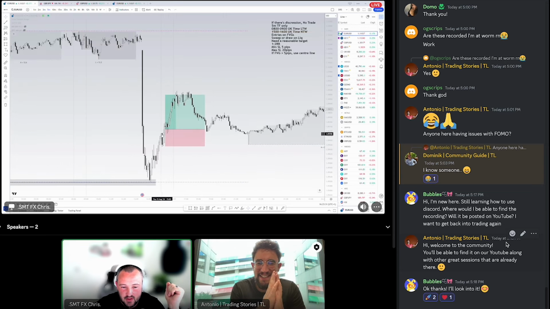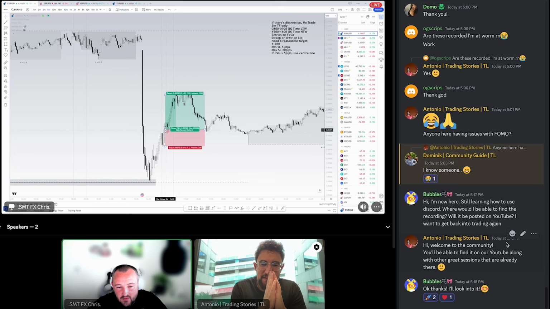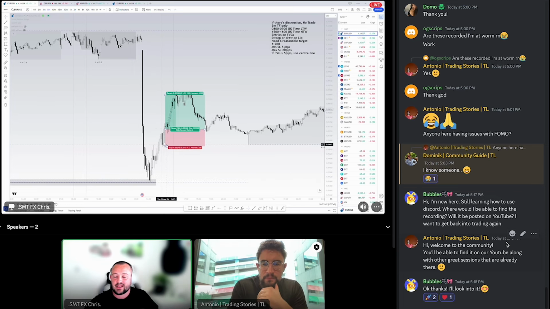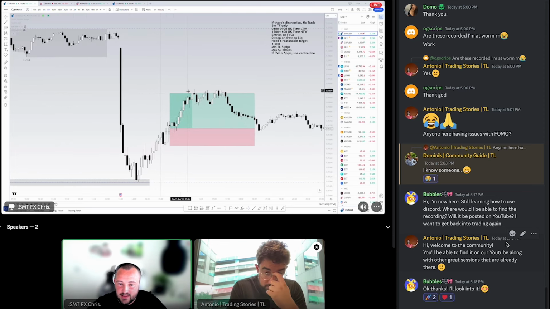We have that fair value gap here where our entry is going to be. We can see that price has actually reacted from something, and that's given us essentially a catalyst to start moving towards where we're looking to target. So fortunately, with this trade, it did reach our 1 to 2 target.